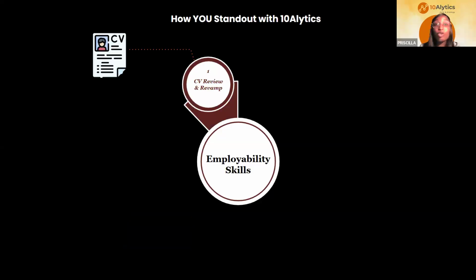So right here at 10Alytics, 2 months into your training program, we have what is called the CV review and revamp. If you're looking to go into any of the career paths, your CV has to be tailored to that career path. So we provide you with a standard CV format that will beat the applicant tracking system any day, anytime, and teach you how to tailor your experience according to that CV.